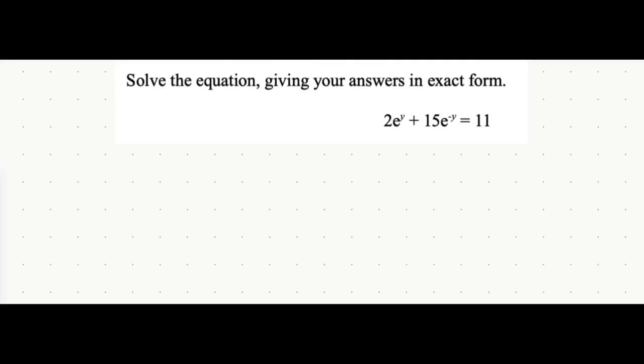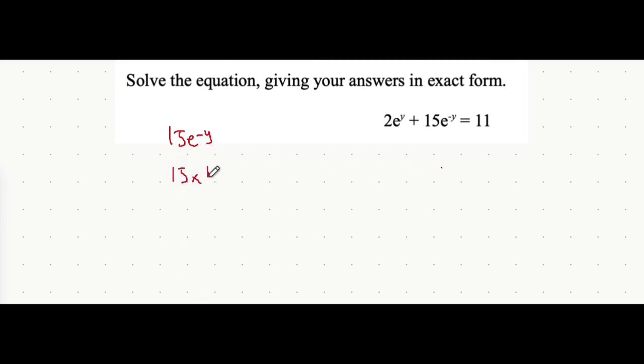In this video, we're going to have a look at solving exponential equations. Now, something that you might have noticed is that this looks similar to a quadratic, but not completely like a quadratic yet. To make it look even more like a quadratic, there's a step that we can do first. This middle term, 15e to the minus y, e to the minus y can be written as 1 over e to the y.